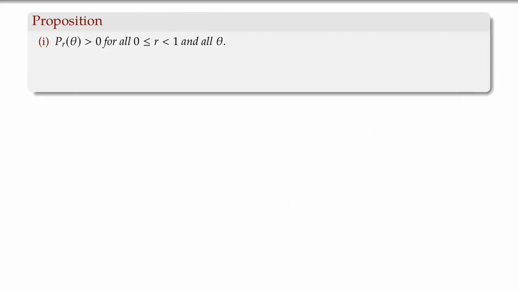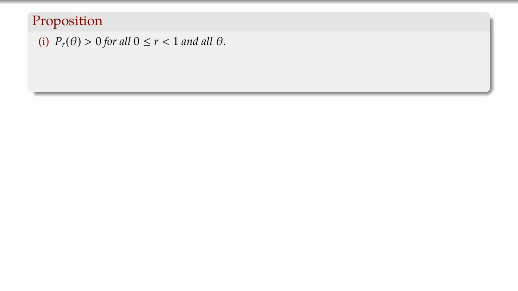Now, let's prove some basic properties of the Poisson kernel. The Poisson kernel is an approximate delta function, and it's a nice approximate delta function on the circle. So what does that mean? Well, first, it's a nice approximate delta function, not just any. It's a positive one, right? So it's always positive, anywhere on the disk, right?